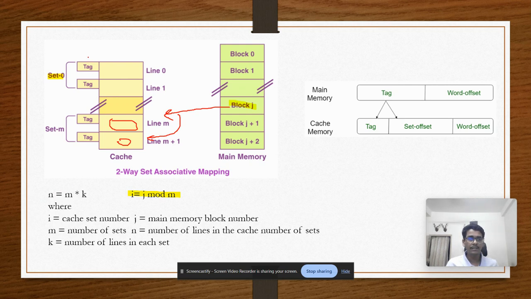If we wish to find the number of cache lines available, the formula n = m × k can be used where k is the number of lines per set. And in two-way set associative mapping, k is equal to 2. In this diagram here, we can see the structure of the cache memory address. From the main memory, the tag is again divided into two parts, a tag and the set offset. The set offset is representing the set number assigned to that block.